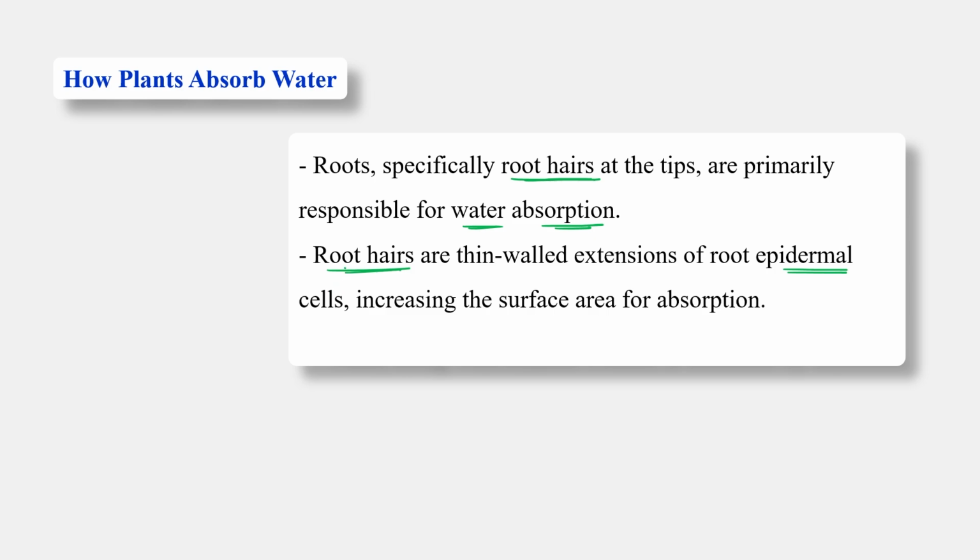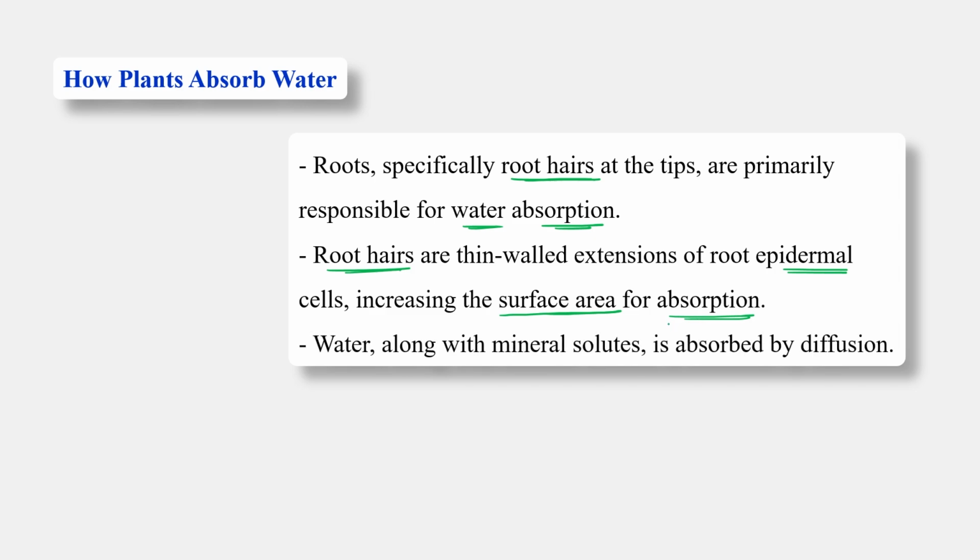So root hairs are thin-walled extensions of root epidermal cells, which actually increase the surface area, and which is required for absorption. Okay, so through root hairs, water is absorbed by the plant. Water along with minerals, mineral solutes, from soil to root hair, is absorbed by diffusion.